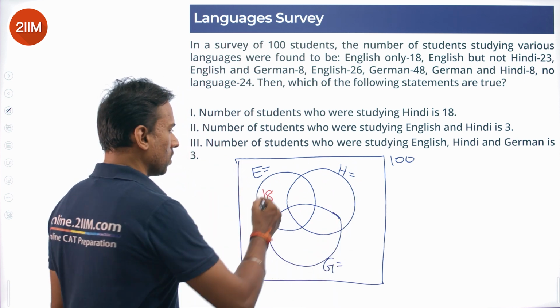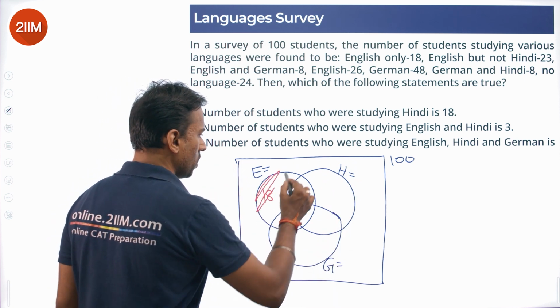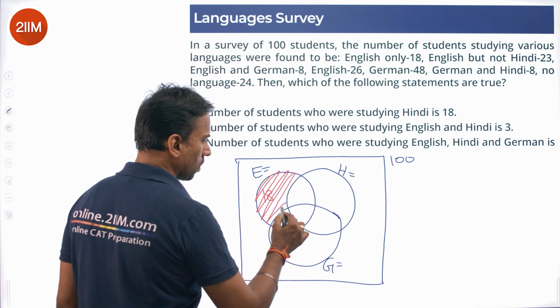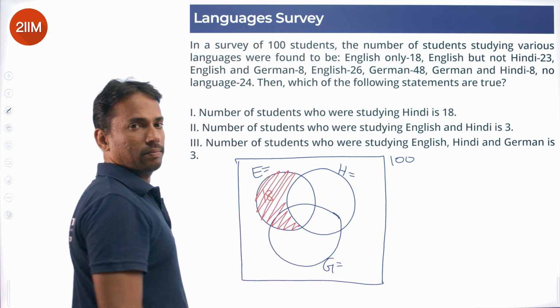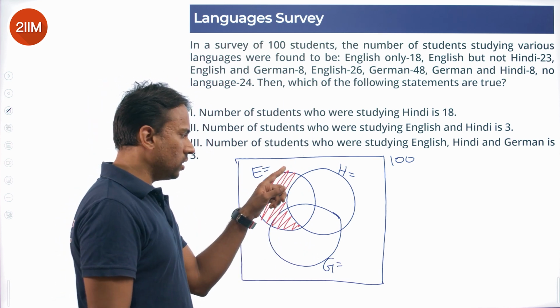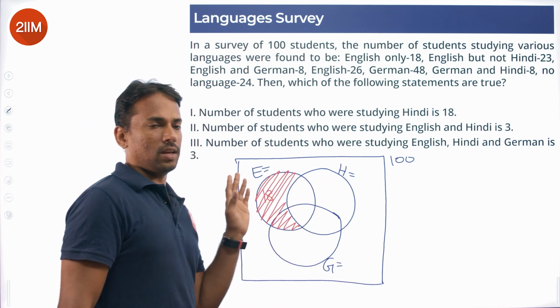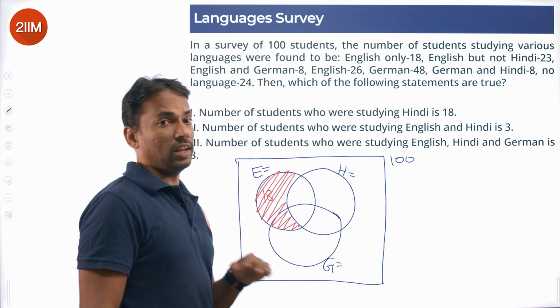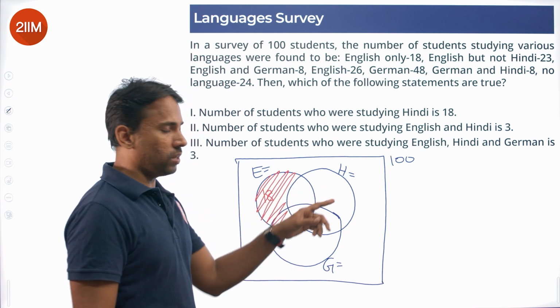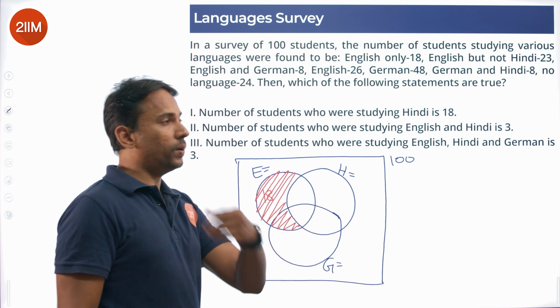Be very clear. This entire portion should be the 23. I am shading the region inside English but outside Hindi. It could include German, that's not an issue because they are not specifying anything about German. English but not Hindi means this region should be 23.